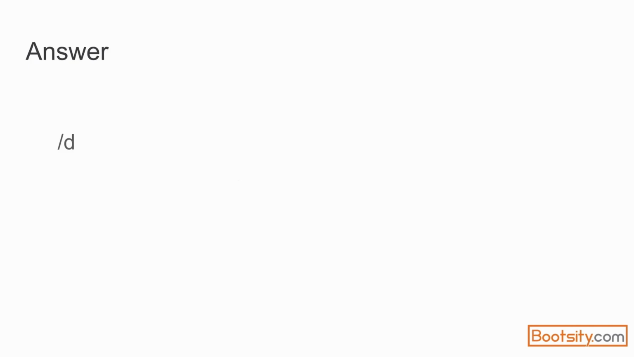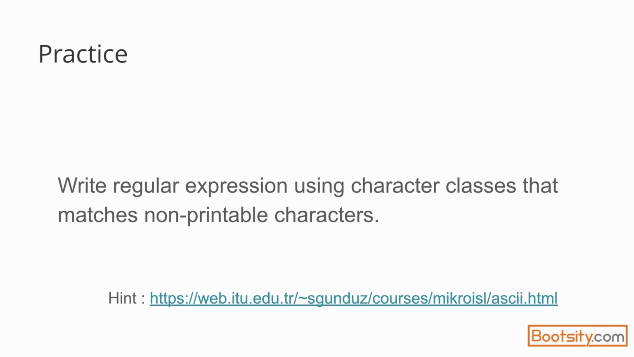Okay, the 0 to 9 character class can be denoted by \d, which is a meta sequence that we know by the name digit meta sequence. Let's move forward. It's time for practice.